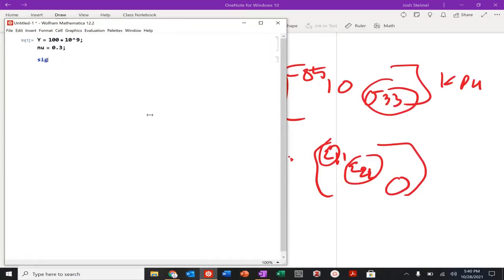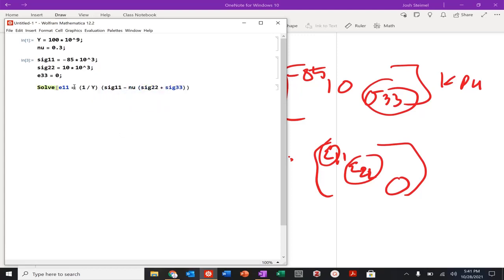So I'm going to go ahead and say sigma 1 equals minus 85 times 10 to the 3 because it's kilopascals. My sigma 2,2 is equal to 10 times 10 to the 3. And then my E33 is equal to 0. And there we go. Now I'm going to solve E11, set it equal to 1 divided by Y times sigma 11 minus nu times sigma 22 plus sigma 33.